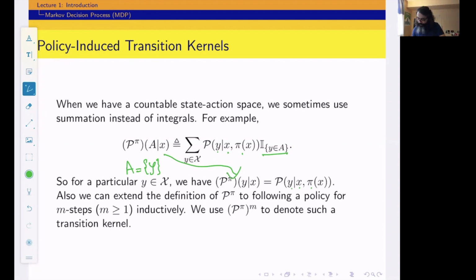So we get a notation like P of pi to the power of m, and that basically means that. And actually, taking the power is not just a notation, because if we talk about finite state and action, we can represent P of pi with a matrix, and the probability of going m steps ahead with that policy would be the same as taking the matrix P of pi to the power of m. So in the finite state case, it is what we expect from linear algebra. I think I will have the definition of that in the lecture notes, but I skip it here.